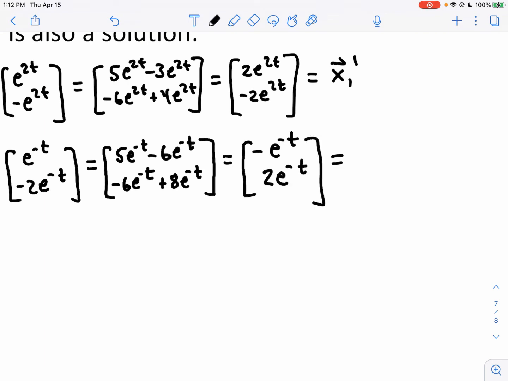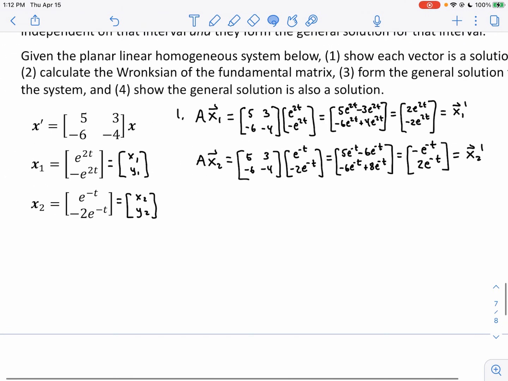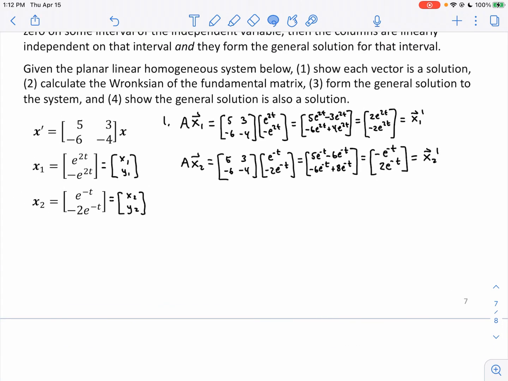And the question will be, is this the same thing as vector 2 derivative? Well, let's verify that. Okay, so looking at vector 2, which is right here, the derivative of e to the negative t is negative e to the negative t, check. And the derivative of negative 2e to the negative t is positive 2e to the negative t, check. So we verified that x1 vector and x2 vector are in fact both solutions to this system. So we've done step 1.